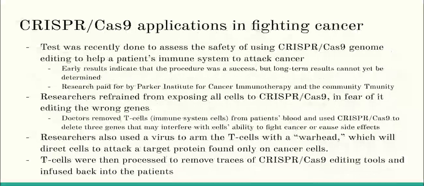Researchers refrained from exposing the entire individuals to CRISPR-Cas9 in fear of the system being used to edit the wrong genes. Because of this, doctors removed T cells from the patient's blood and used CRISPR-Cas9 to delete 3 genes that may have been interfering with the cell's ability to fight cancer. Researchers then armed the T cells with what they called a warhead, which directs the cells to attack a protein targeted and found only on cancer cells. T cells were then processed to remove traces of CRISPR-Cas9 and infused back into the patients.